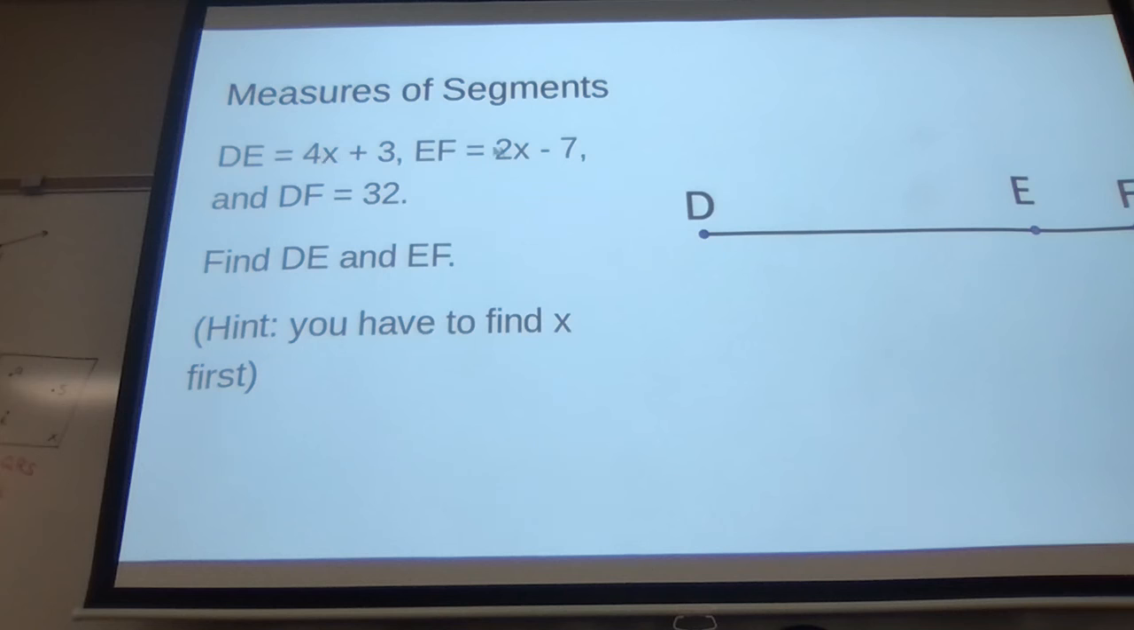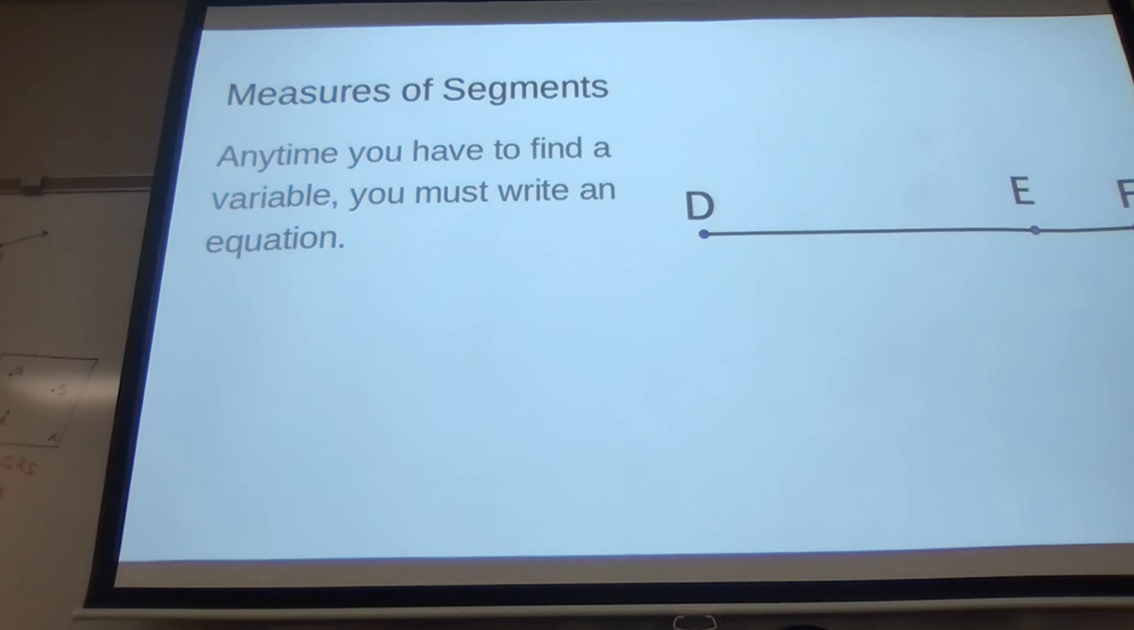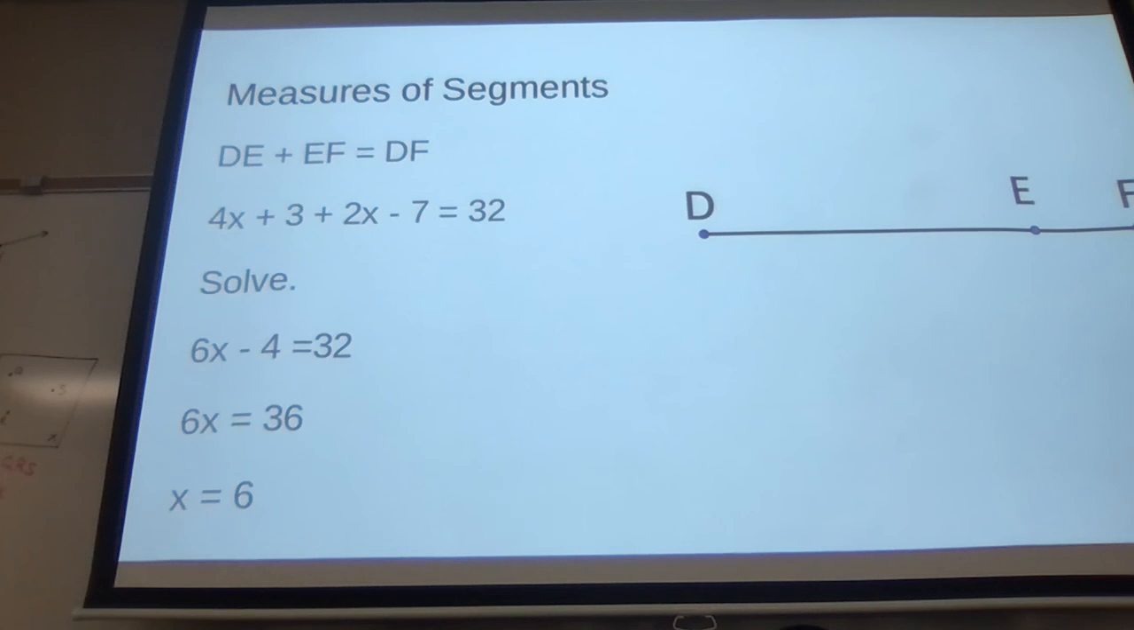These two little segments right here are these two little segments in our picture. If you add the two little segments together, you get the entire thing, which is 32. So he took 4x plus 3 plus 2x minus 7, those two little segments, added them together, and had to equal 32. So we'll go to the next screen to show you that. Got to write an equation.